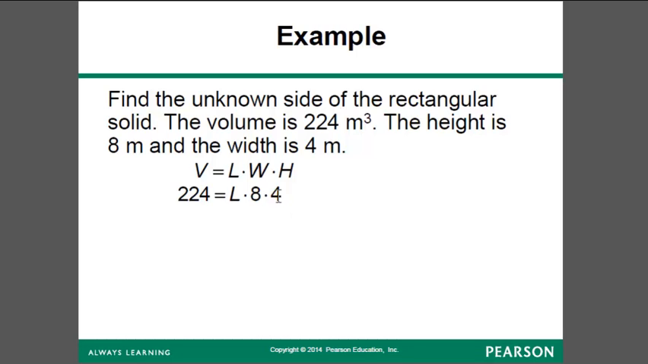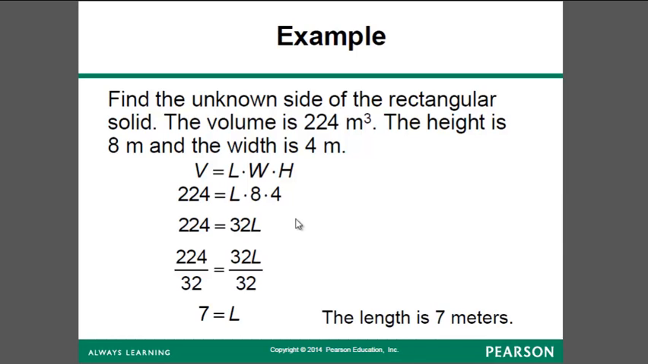I can simplify 8 times 4 and get 32. I now have 224 is equal to 32L. If I divide both sides by 32, I'll get that L is 7. But remember, I haven't answered the question yet. The length is 7 meters. Always remember to go back and relate it to your problem.